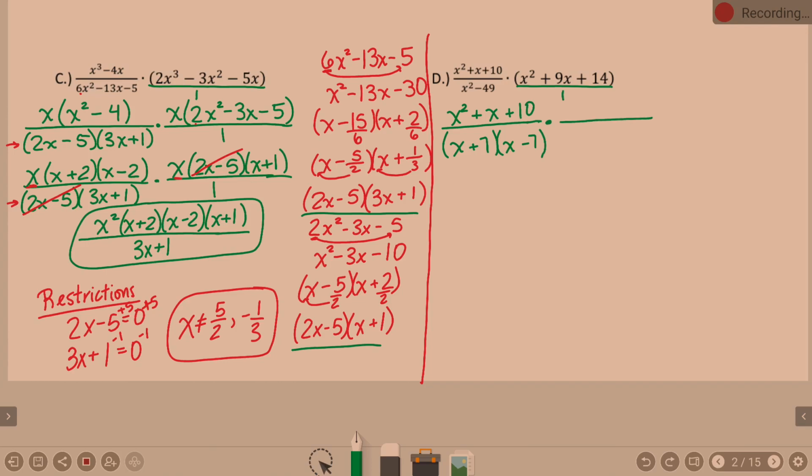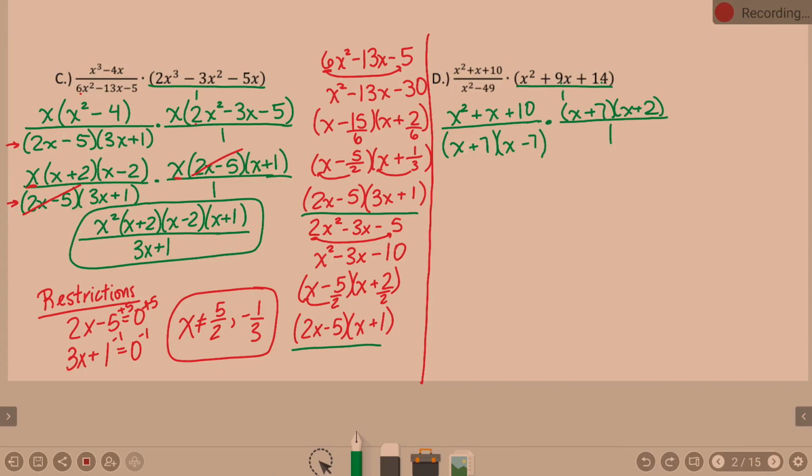Okay, what about my other numerator? X squared plus 9x plus 14. Does it factor? Yes? 2 parentheses. X squared breaks into x times x. I need numbers that multiply to be 14 and add to be 9. What multiplies to be 14 and adds to be 9? Okay, 7 and 2. If they multiply to be positive and add to be positive, it's both positive. And the 1 in the denominator stays in the denominator.